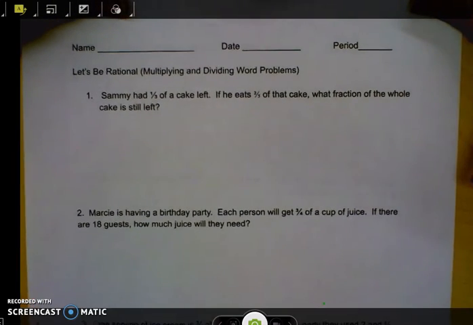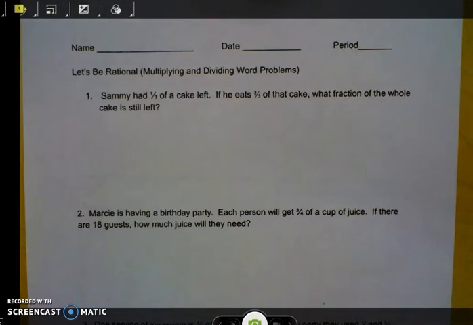Hi guys, I wanted to go over the word problems for multiplying and dividing fractions from yesterday. When you're looking at word problems, you really have to understand the situation so that you know which operation to choose. Sometimes it's hard to tell, so I like to start with a model, and the model helps me to understand which operation I should use, whether I should use multiplying or dividing to help me solve that problem.